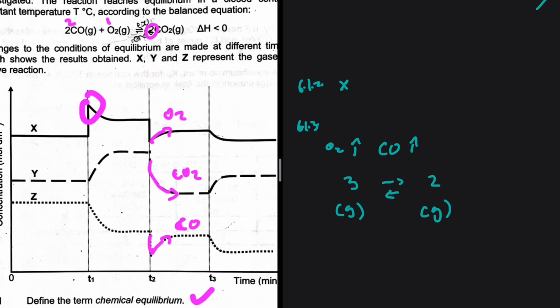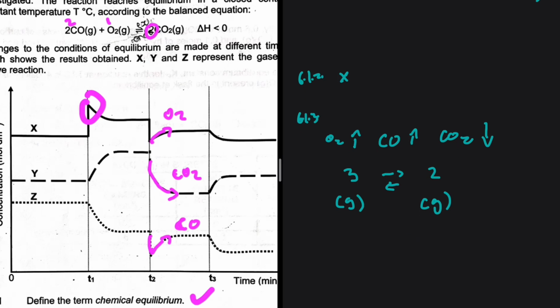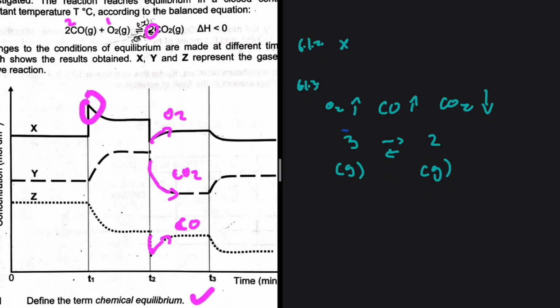But CO2 goes down and stays there. So the pressure was decreased here, right? And then as the pressure was decreased, reverse reaction was favored. Reverse reaction is favored because it is the one that leads to more number of moles of gas, hence increasing the pressure.